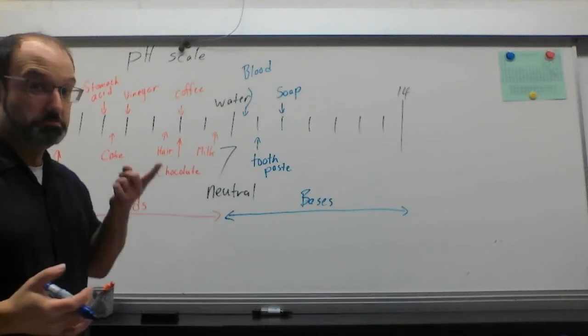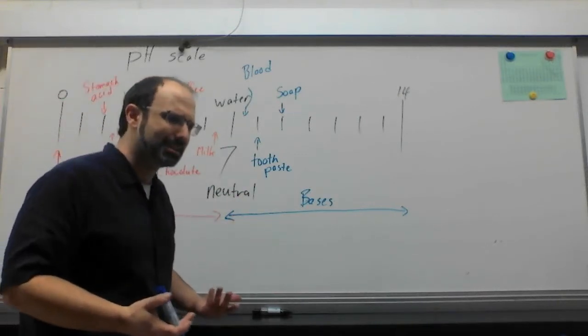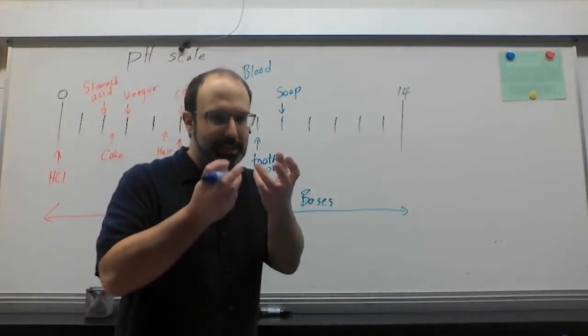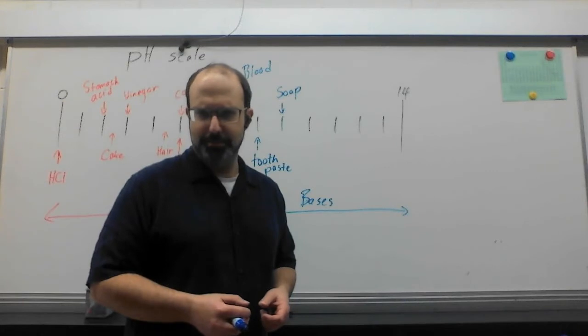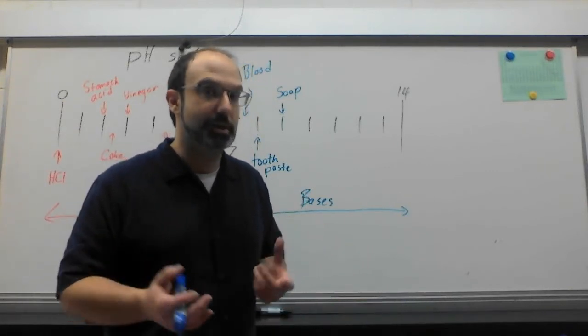So if you're a vampire, there you go, blood, 7.5. Now you know what it is. It's basic. Why would your blood be basic? Well, remember, bases are caustic. They tend to eat, to destroy non-metals, like living things, like bacteria.